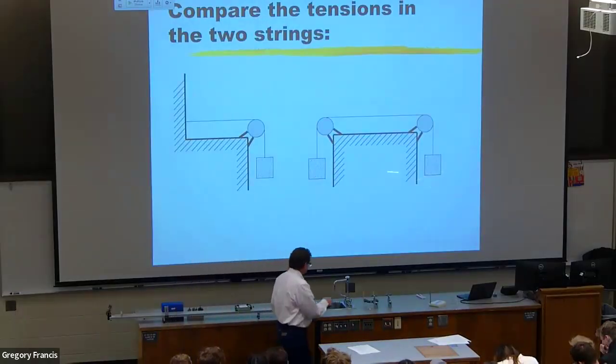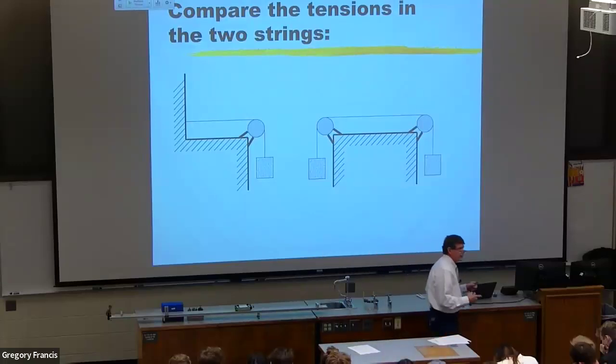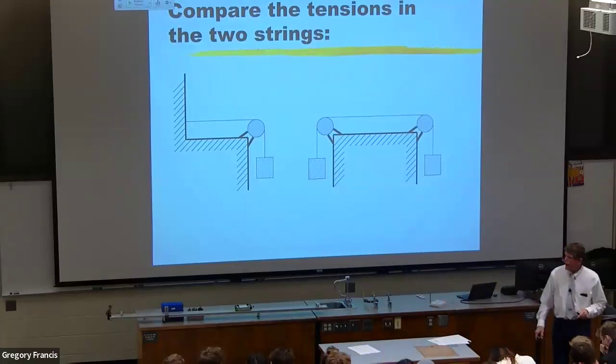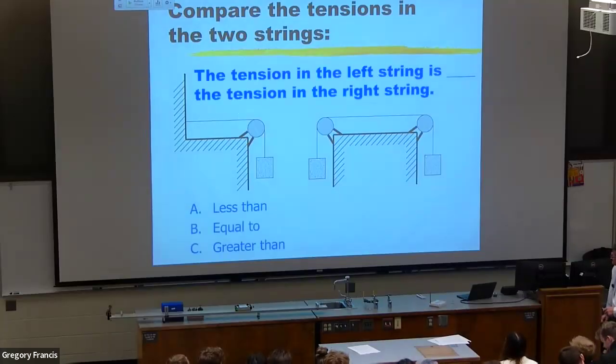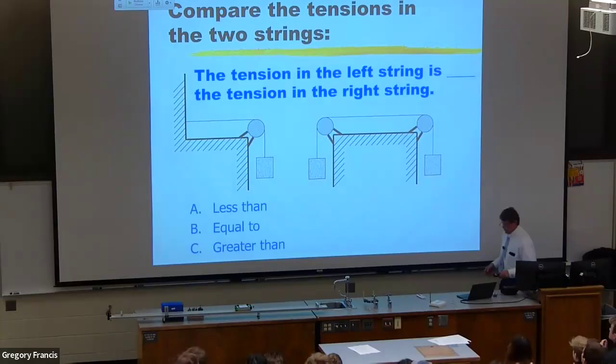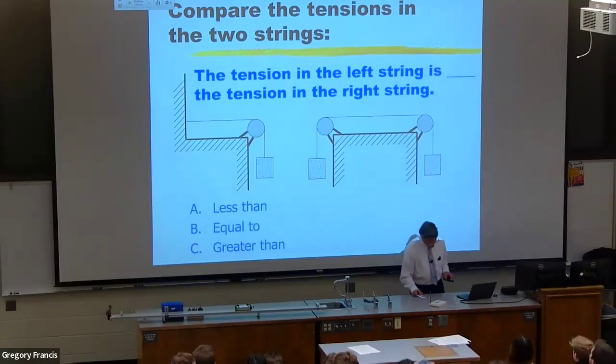Now, suppose I went down to Lowe's and I bought 3 identical cinder blocks and I hooked them to 2 massless strings in these 2 configurations. Answer this question. The tension in the left string is less than, equal to, or greater than the tension in the right string. So I'll get you started.